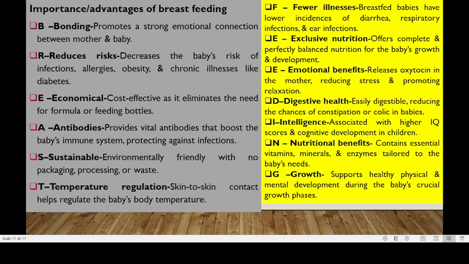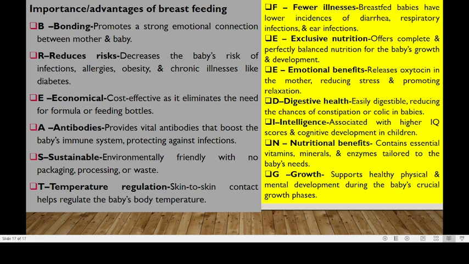E is for exclusive nutrition. Breastfeeding offers complete and perfectly balanced nutrition for the baby's growth and development. E is for emotional benefits. Breastfeeding releases oxytocin in the mother, reducing stress and promoting relaxation. D is for digestive health. Breast milk is easily digestible, and this reduces the chances of constipation or colic in babies. I is for intelligence. Breastfeeding is associated with higher IQ scores and cognitive development in children.